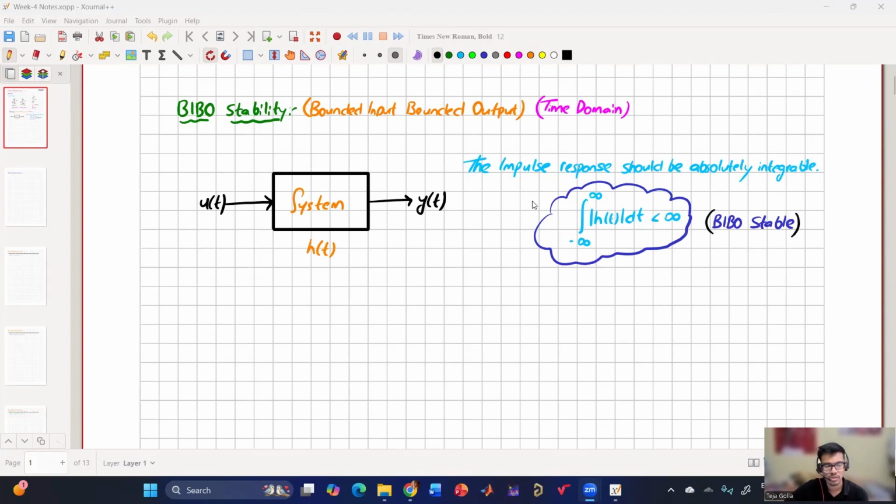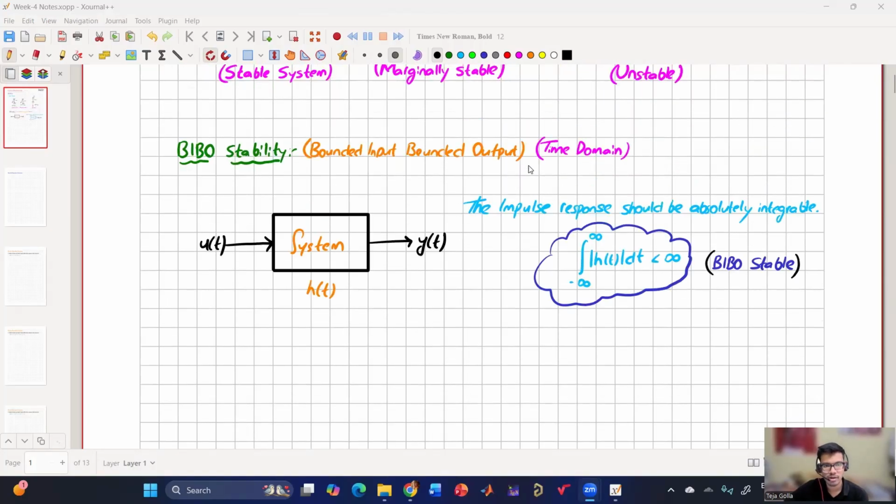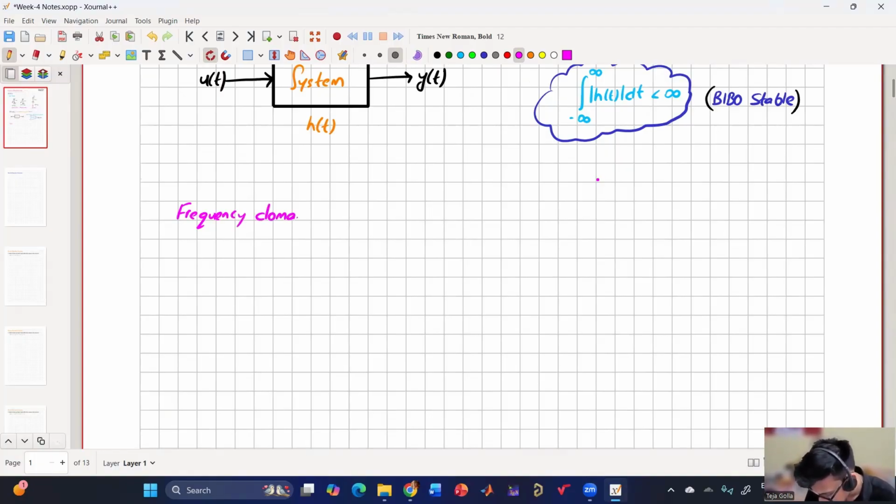Yes, sir. Okay. Now we'll go to the frequency domain, because we have now discussed the time domain. Let us see what stability says in the frequency domain. I'll start by considering a first order system. Let us consider a system G of S. The transfer function is say A by S plus A.